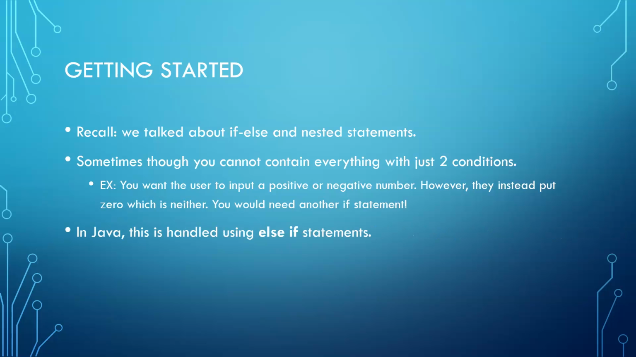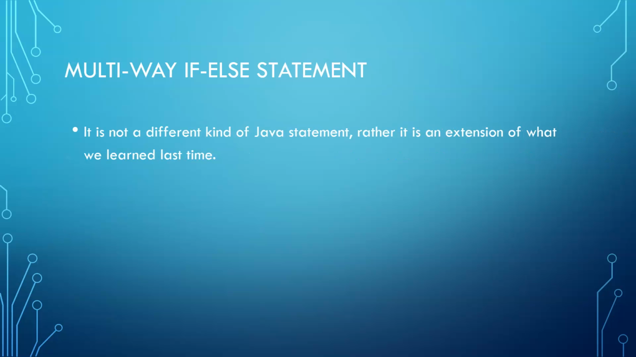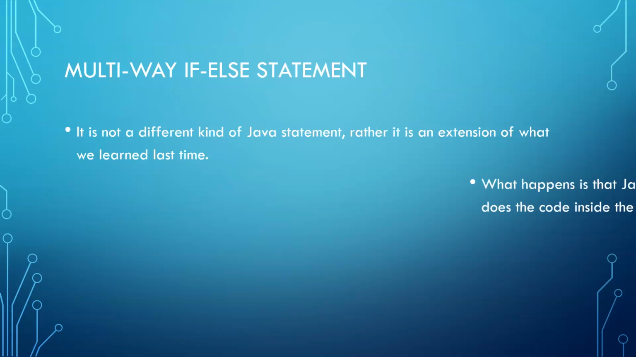So in Java, how we've been handling this so far has been using if-else statements, but there's actually another thing called an else-if statement that can handle this third condition. This is what's known as a multi-way if-else statement. It's not a different kind of Java statement, but rather an extension of what we learned last time. So we're not having to learn a whole new chunk of syntax, really. We're just adding on to what we already know.